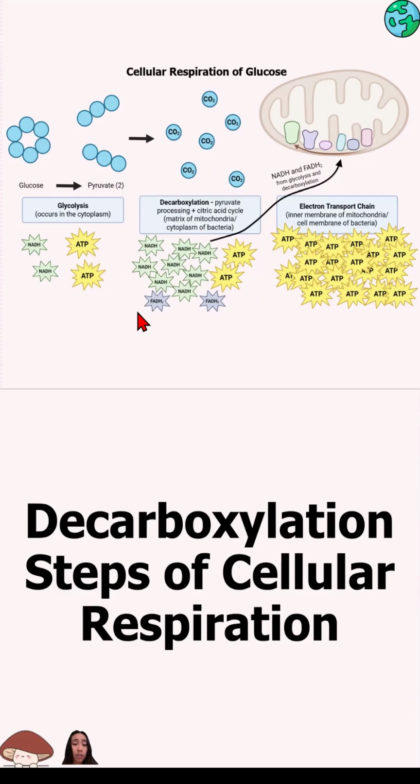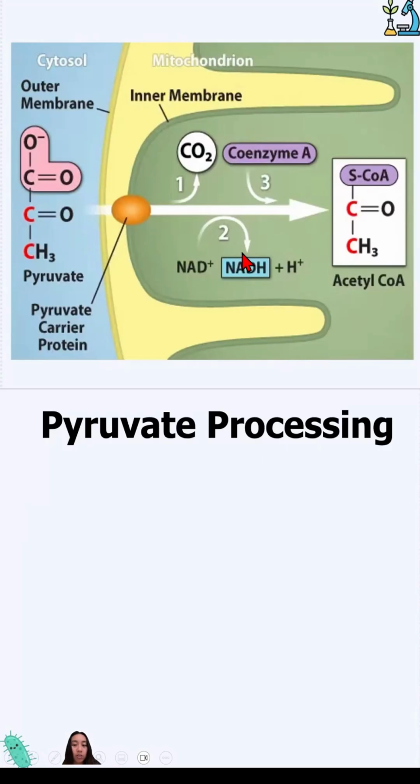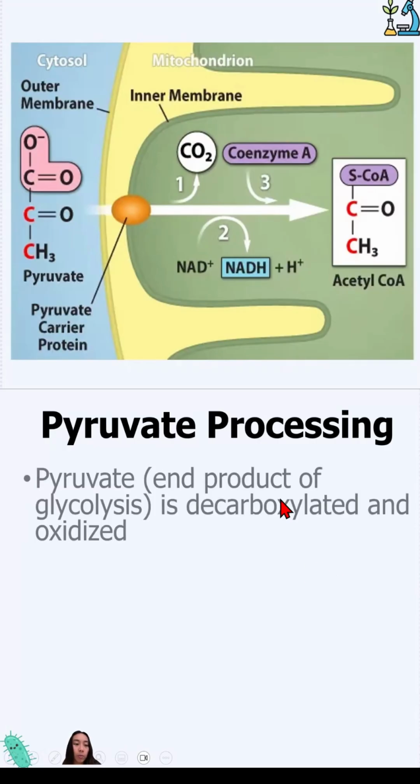And during this process of decarboxylation, we're going to be producing even more energy. So the first part in this decarboxylation stage is pyruvate processing. So remember, pyruvate was the end product that we got in glycolysis. And what we're going to do is decarboxylate it. Now, what this means is we're going to remove a carbon.